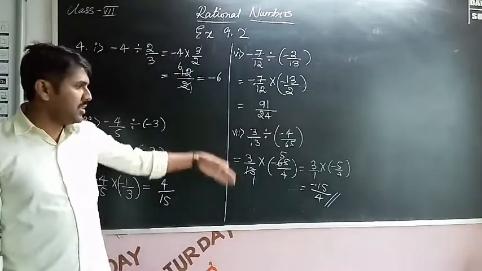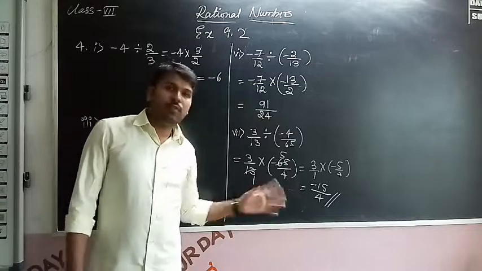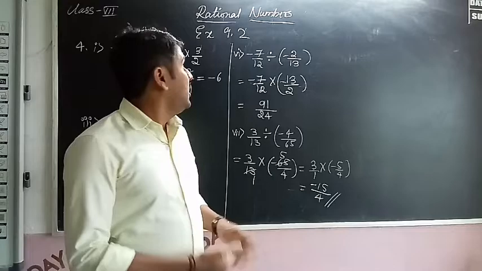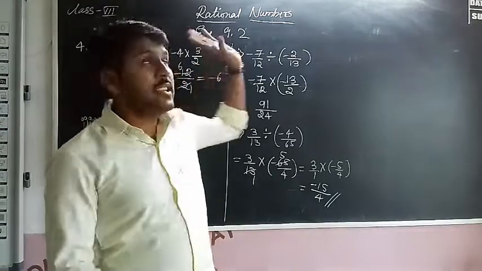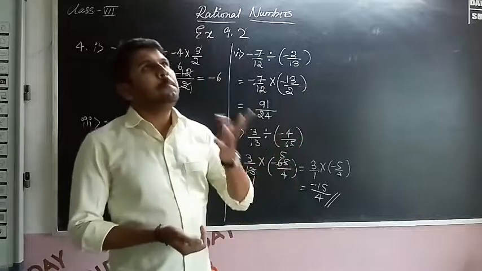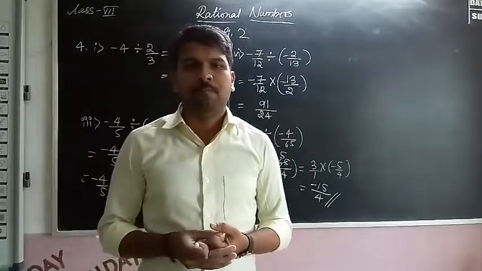So total 4 questions are there. I have taken only 4 questions. Next 3 problems are homework problems. Try it yourself. I hope this finishes exercise 9.2. Next class I will take the components of triangles chapter. Thank you.